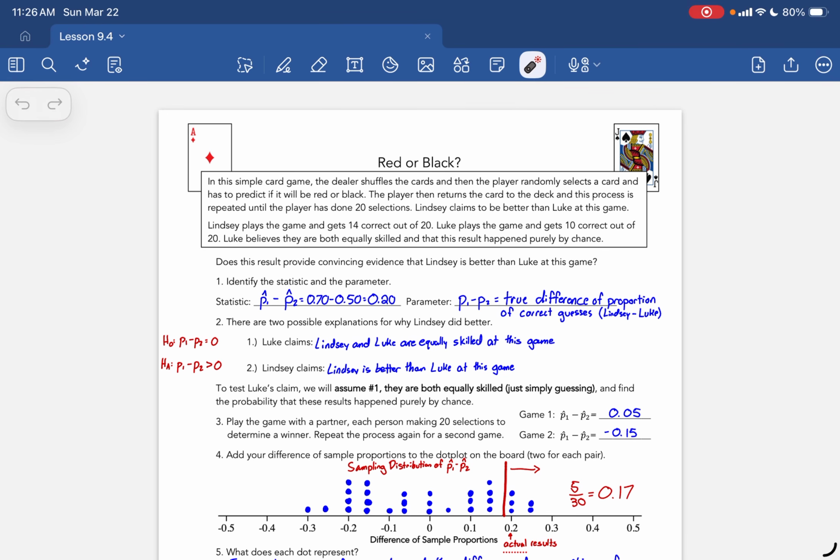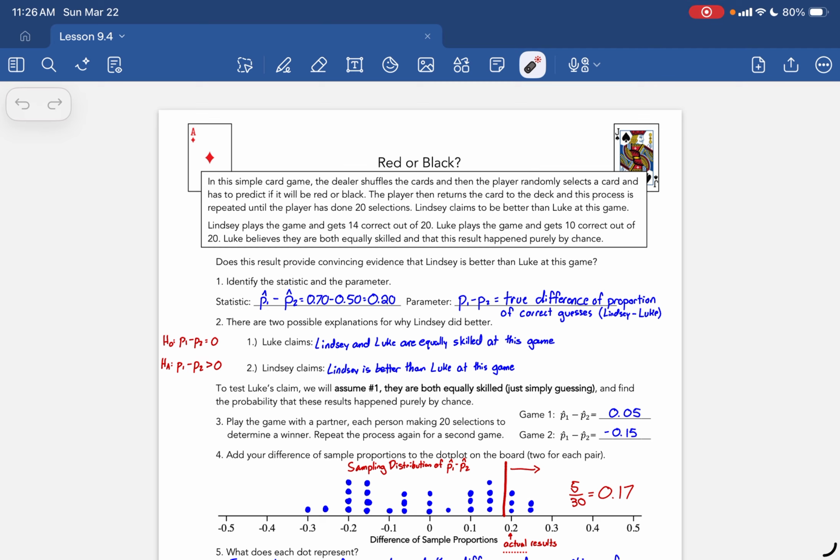It's more going to be just a review for 9.4. There's not a whole lot here with 9.4. We played a card game. We looked at just an introduction to significance test for a difference in proportions. So you can read the scenario here, but we're looking, is there convincing evidence that Lindsay is better than Luke at the card game? And we're looking at P1 minus P2 being the true difference of proportionate correct guesses.